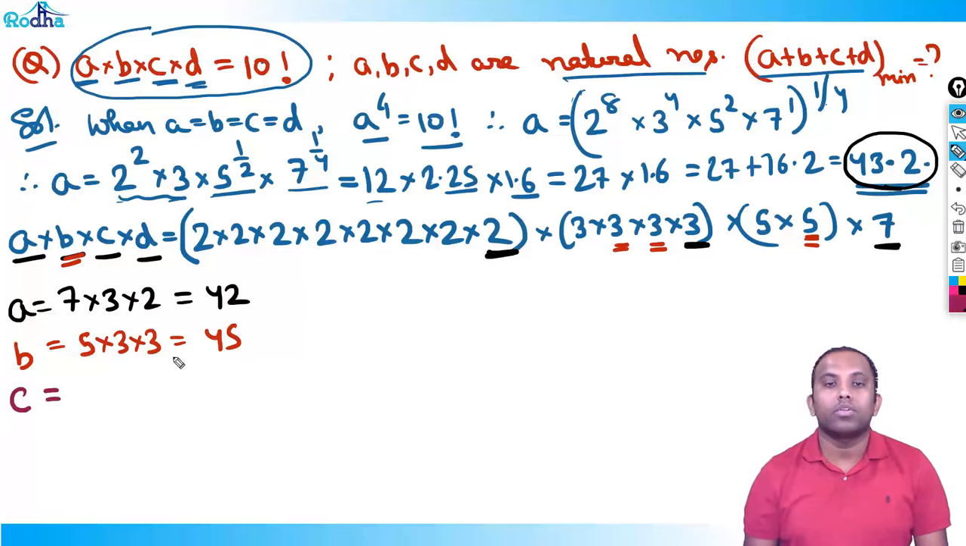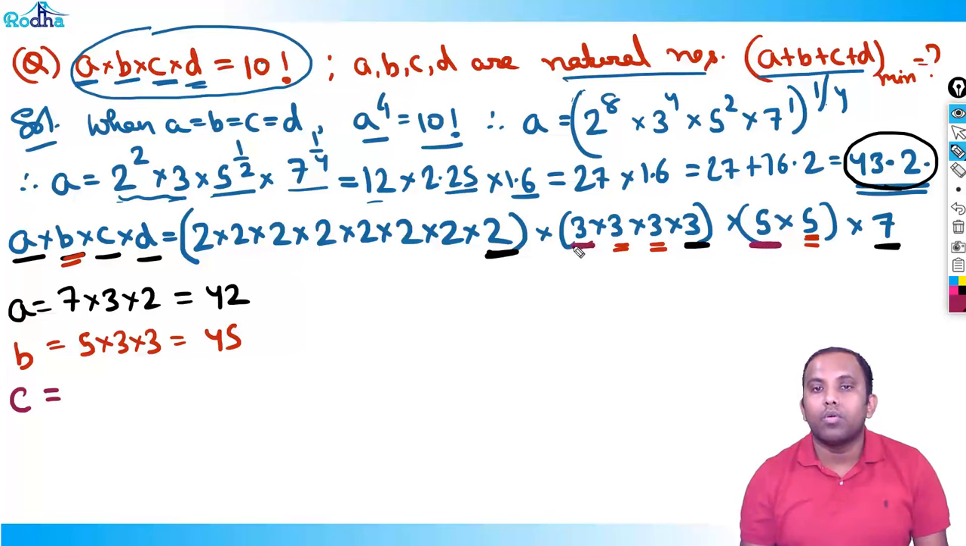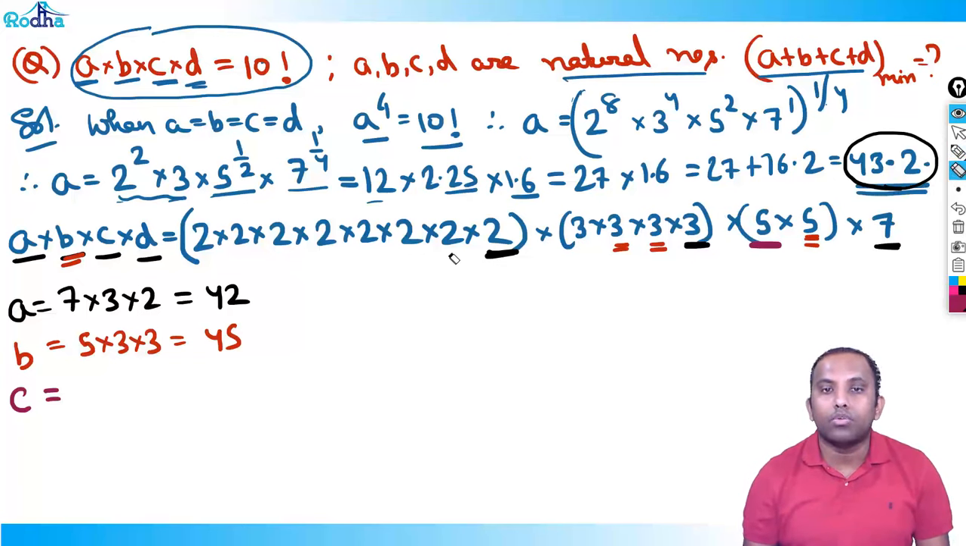Now come C. Notice, one more 5 is left here. So again a multiple of 5 around 43. It can be another 45, but we're not left with 2 3s here. We're left with only 1 3. That means I can't take 45. So the next multiple of 5 around 43 is 40. So how to take 40? 1, 5 and 3 2s. So for C, it is 5 into 2 into 2 into 2, it is 40.